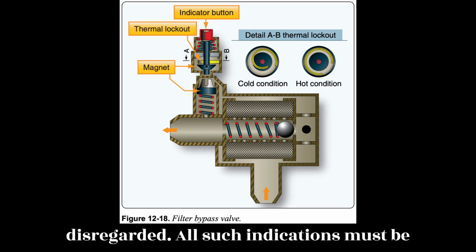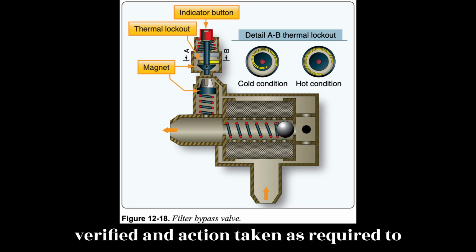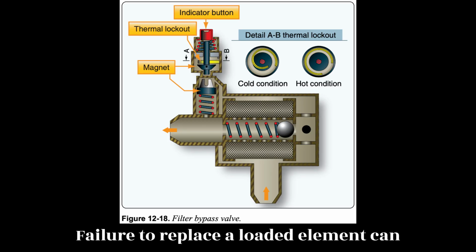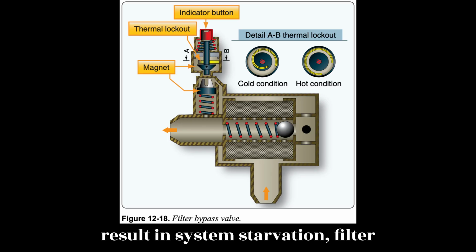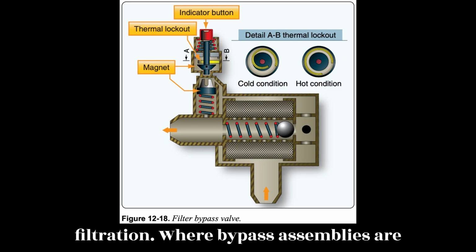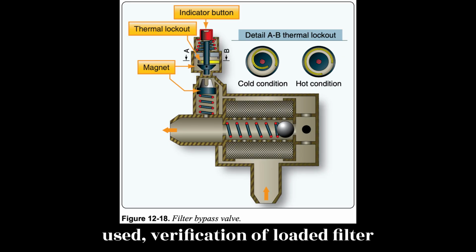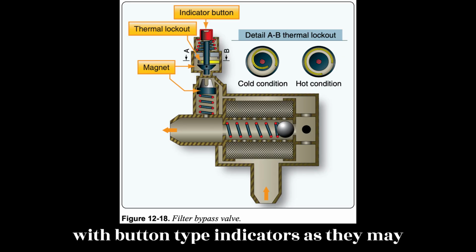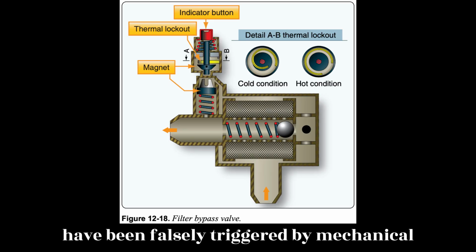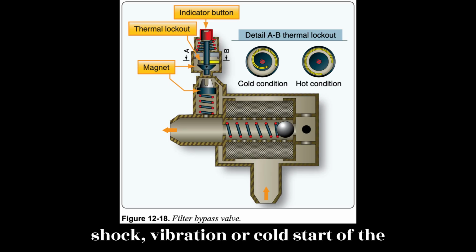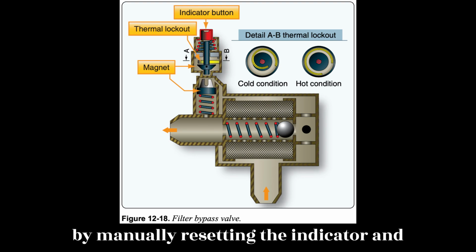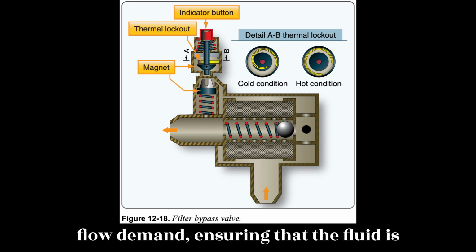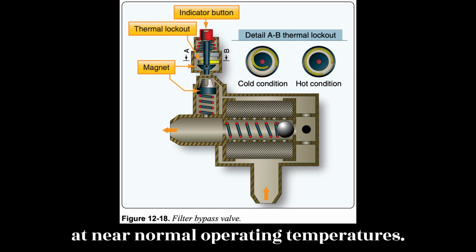All such indications must be verified and action taken, as required, to replace the loaded filter element. Failure to replace a loaded element can result in system starvation, filter element collapse, or the loss of filtration where bypass assemblies are used. Verification of loaded filter indications is particularly important with button-type indicators as they may have been falsely triggered by mechanical shock, vibration, or cold start of the system. Verification is usually obtained by manually resetting the indicator and operating the system to create a maximum flow demand, ensuring that the fluid is at near normal operating temperatures.